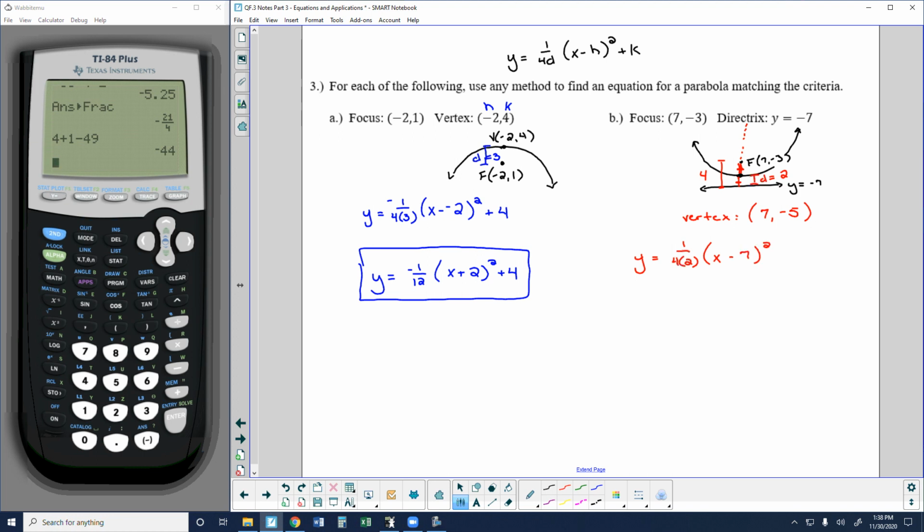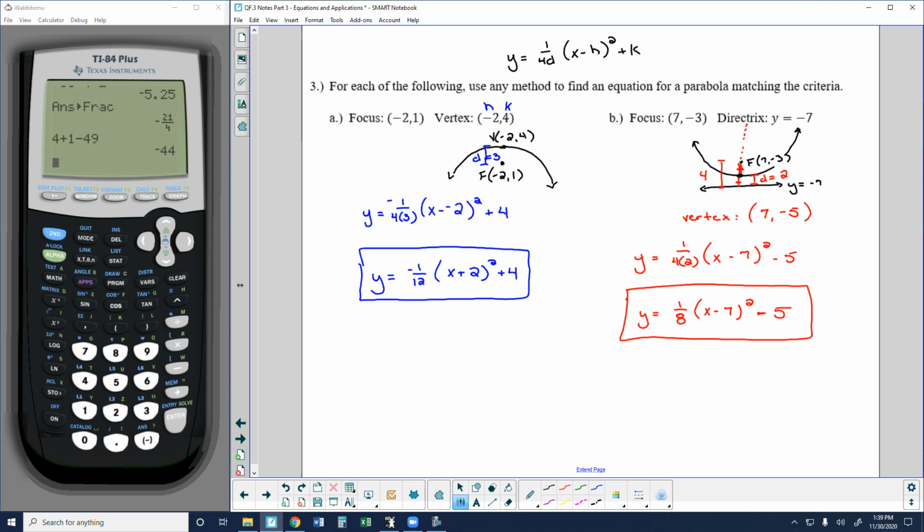So now I can substitute in my 7 for my h, my -5 for my k. Simplifying this equation, I get 1/8 times x minus 7 quantity squared, minus 5. And there I have the vertex form of the equation. So again, unless we're told to derive the standard equation, let's use what we know about the key features of a parabola, the focus, the directrix, and the vertex, to create the vertex form of the equation. Should be a much quicker and easier concept.